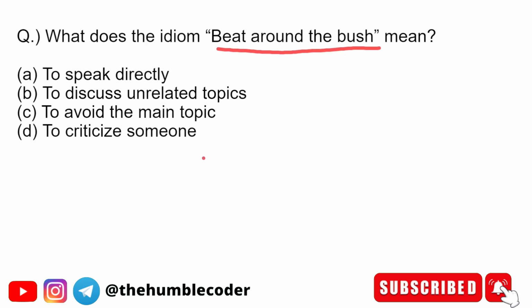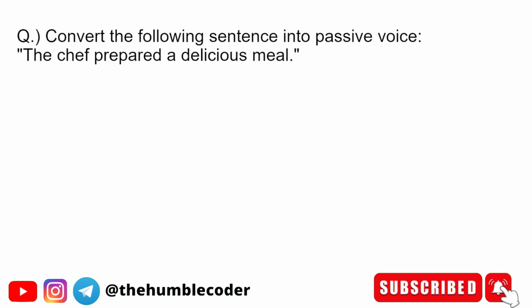So the correct answer for it is to avoid the main topic. The answer is option number C. We usually use this idiom in our sentences when someone is not coming directly to the point. Okay, so we say, just don't beat around the bush, try to come to the point. So it means to avoid the main topic. The person is avoiding the main topic, they are beating around the bush.